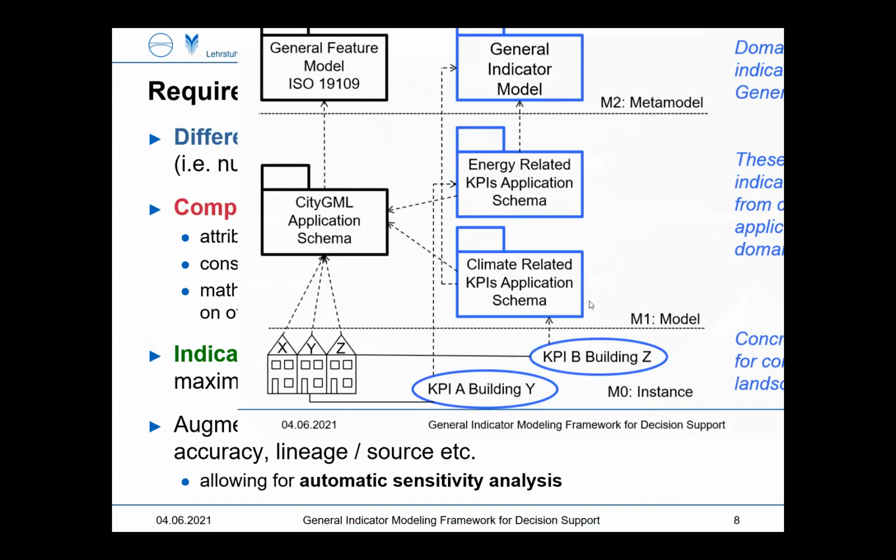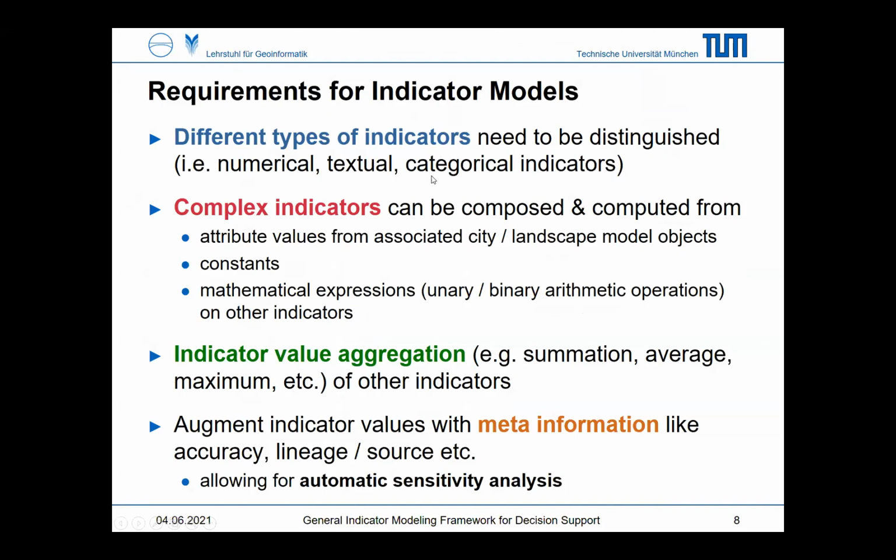So there are then requirements for this indicator model. First of all, you need to be able to support different kinds of indicators. We have numerical, textual, categorical indicators, etc. Then we can also think about complex indicators that can be composed and computed from attribute values of associated city and landscape model objects. We need to be able to express constants and mathematical expressions. And of course, we also have indicator value aggregation, like summation, average, maximum of other indicators.